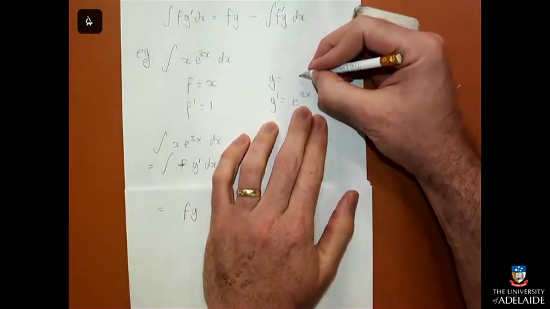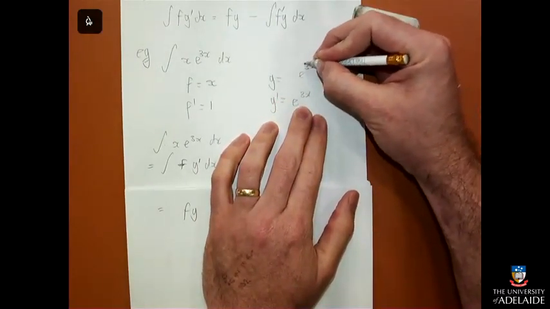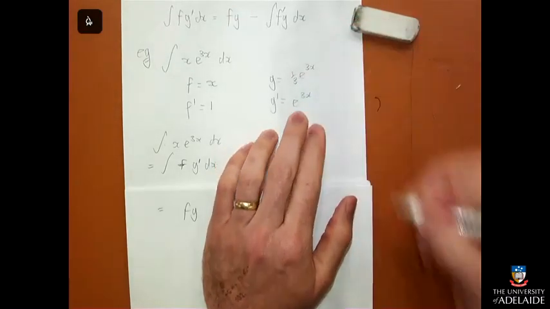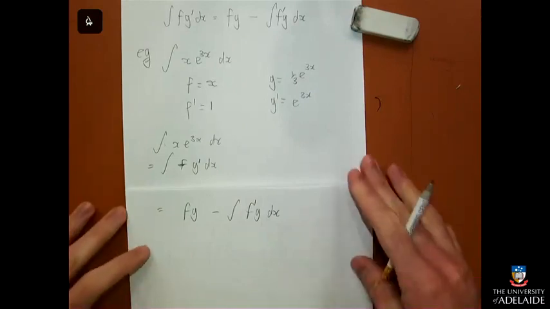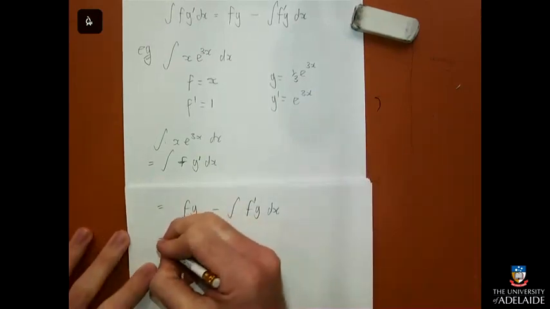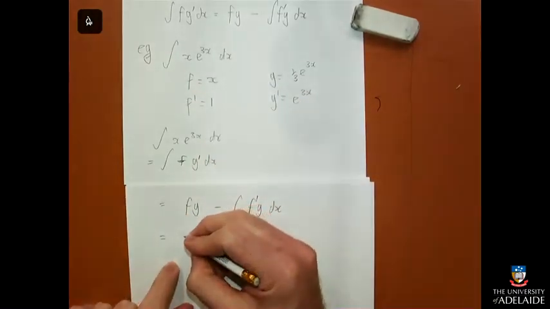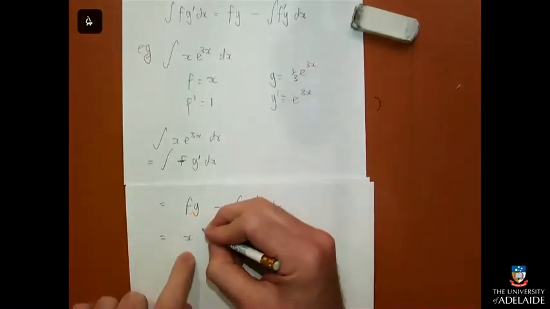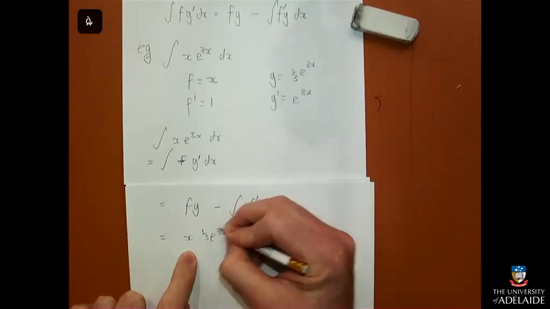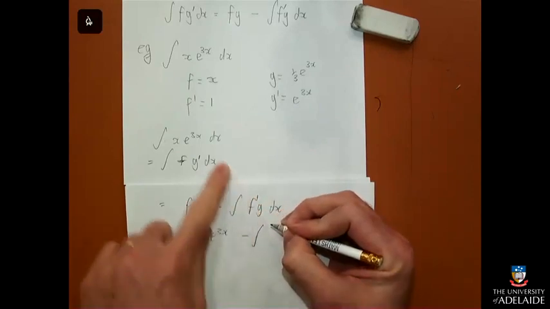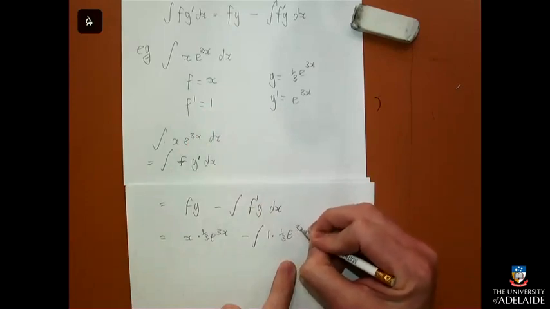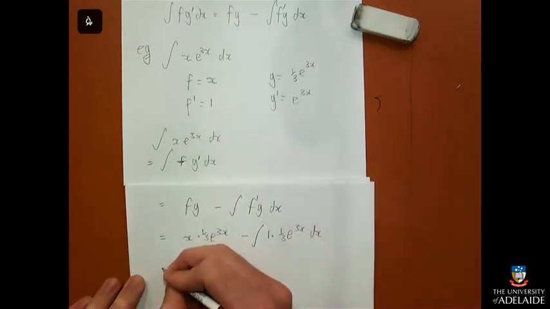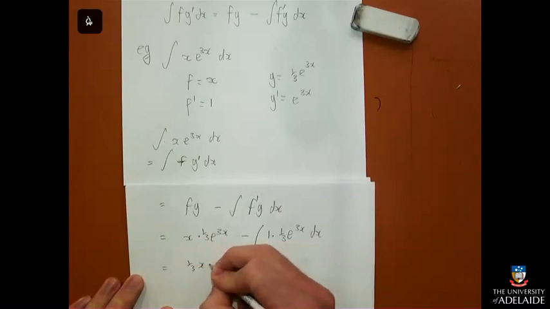So when I integrate that, I'll get e to the 3x, but I'll have to divide by that 3 because I'm integrating. If I was differentiating, I would have to multiply by that 3. And now I can fill in the details down here. F is x, g is 1/3 of e to the 3x. F dashed is 1, g is 1/3 e to the 3x.